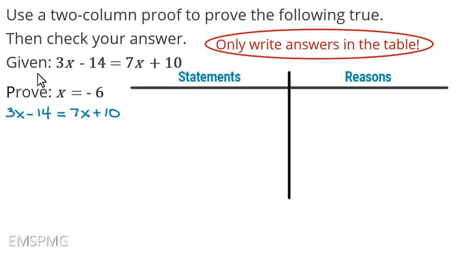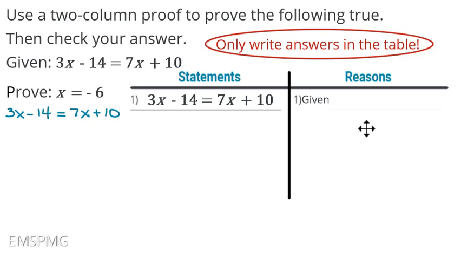The place you always start off with is the given information. The given information I was provided is 3x minus 14 equals 7x plus 10. So this is the very first thing that I'm going to put in my proof. I need a place to start. The given information is always where we start. What's the reason that I'm putting this in my table? It was just given information. It's that simple. So this is always where you want to start, right with that given information.